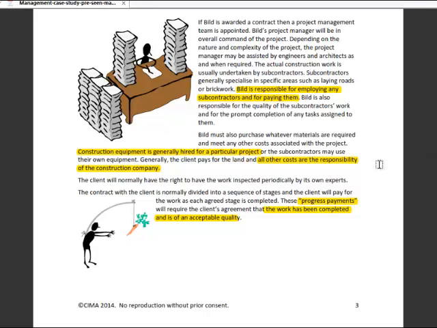Construction equipment is often hired for a particular project, and apart from the land, all of the other costs are the responsibility of the construction company. So it's a very important thing to get your tender right. As usual in these civil engineering projects, there will be progress payments, stage payments as part of a contract, and the client will inspect the work and make sure it's of an acceptable quality before these progress payments are made, or that certain project milestones have been met. So that's pretty standard for projects in civil engineering.